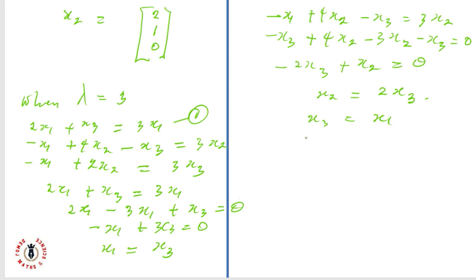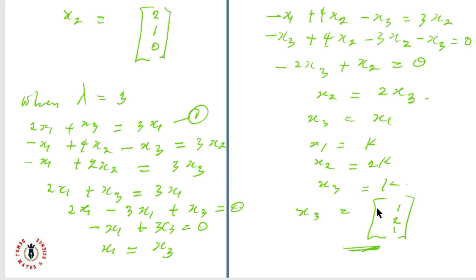Now we've gotten that x3 is equal to x1, then we can derive a relationship for it. That is, for every one of x1, I have one of x3, and for every one of x2, I have two of x3. That is, x1 is equal to a, x2 will definitely be the same thing as 2a, and x3 will be the same thing as a. So I can bring my eigenvector to be 1, 2, and 1. With this, I hope you've seen how to find eigenvalues and eigenvectors.